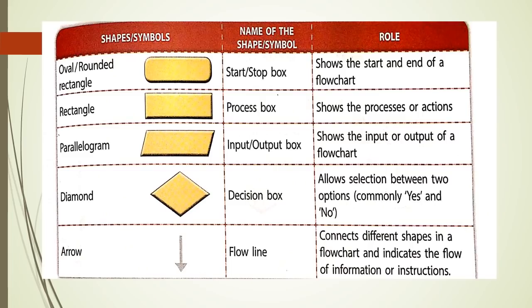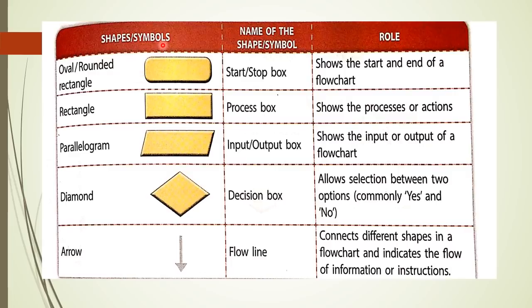So normally some symbols are used in a flowchart. These are some of the symbols and their roles and functions in different flowchart symbols. We'll be covering one by one. Listen carefully. So this is the oval or rounded rectangle symbol. The name of the shape or symbol is start and stop box. For start and stop we use this symbol, oval and rounded rectangle.